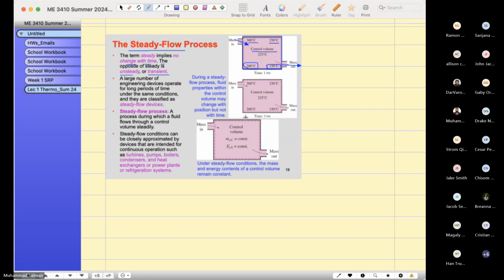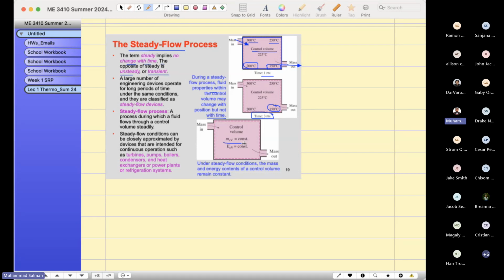the temperature after 3 p.m. and at 1 p.m. is the same. They do not change. Within the control volume may change, but not with the time. So after certain time the properties do not change. If they change, for example this becomes 100, then it is unsteady or transient.